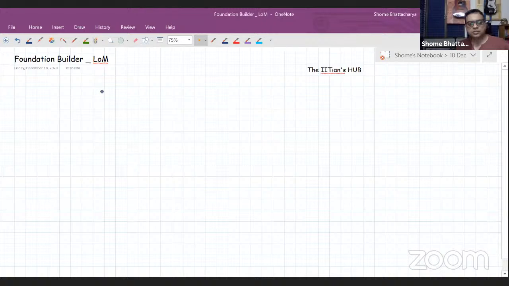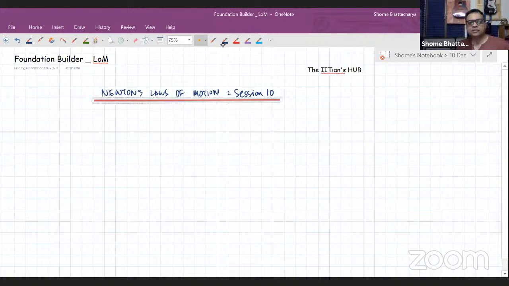Okay, so this is Newton's laws of motion, session number 10 for us. And today we will complete some selected questions from H.C. Verma exercise before we move on to the next section, which will be about friction. So we will do some examples from H.C. Verma exercise, the same chapter.